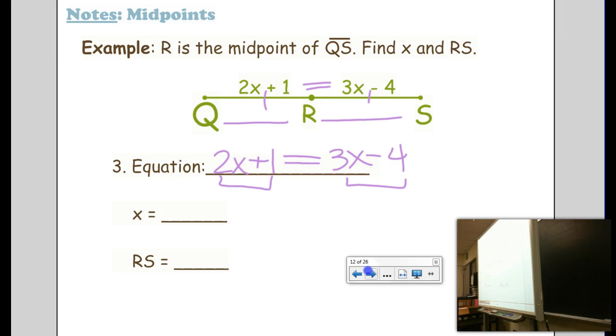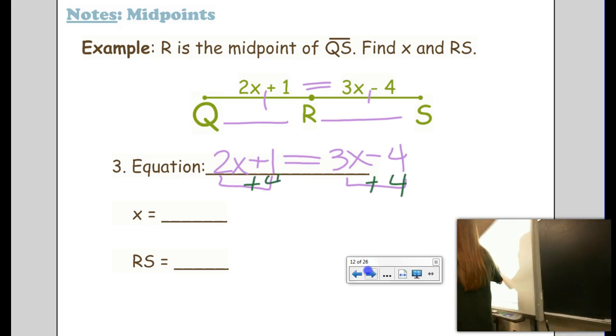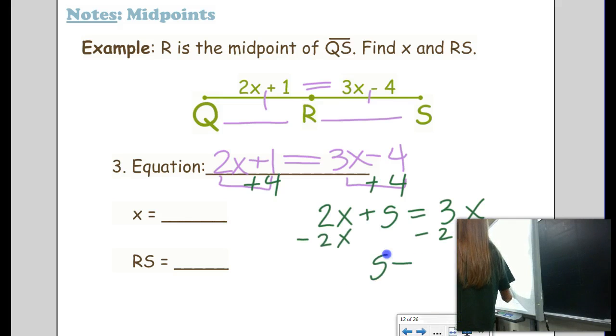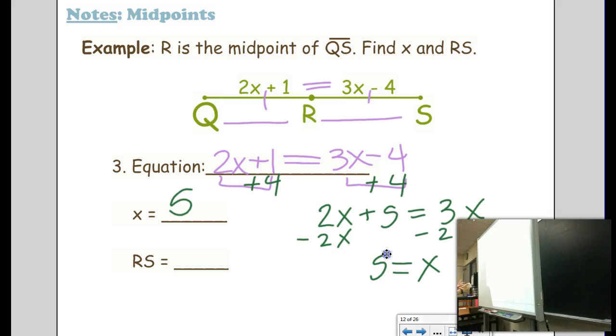I'm going to solve it by hand in case you want to see, but I won't say the answer. Okay. Plus 4 plus 4. Hi, Paige. 2x plus 5 equals 3x. Minus 2x. Minus 2x. 5. See it? 5? Yay. X is 5. Now, Alexa, what would I do to find RS? How would I find RS?